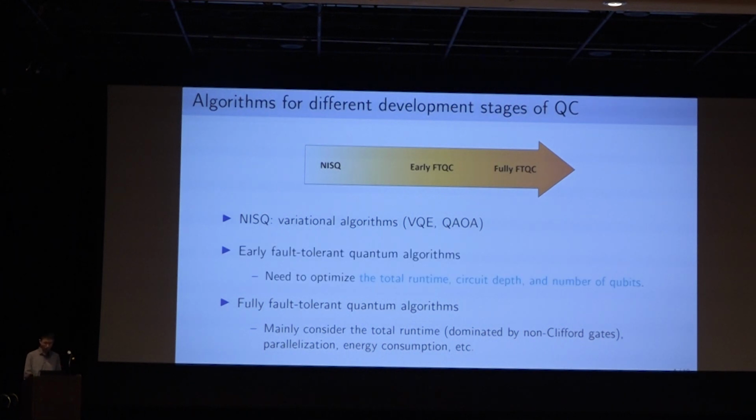But before we reach this ideal stage of having a fully fault tolerant computer, at a certain point in time, we might have some fault tolerant computer, but the error rate may still be not negligible. So at that time, we definitely still need to optimize for the total runtime in the algorithm. But at the same time, we need to keep in mind what is the circuit depth required and what is the number of qubits. So all these things will factor into your total resource that's needed. And there may also be other factors that I did not include in this calculation, but to start with, we need to consider circuit depth and number of qubits.